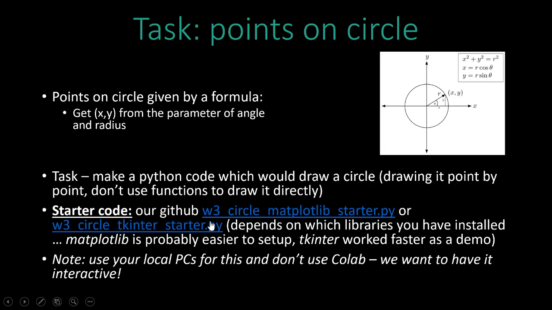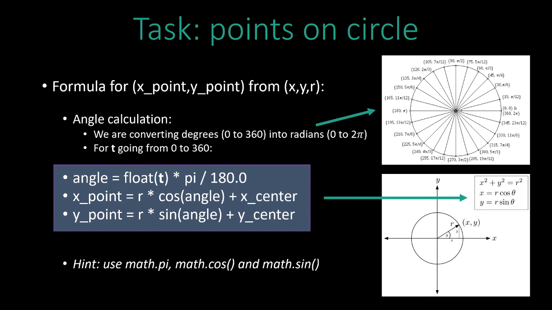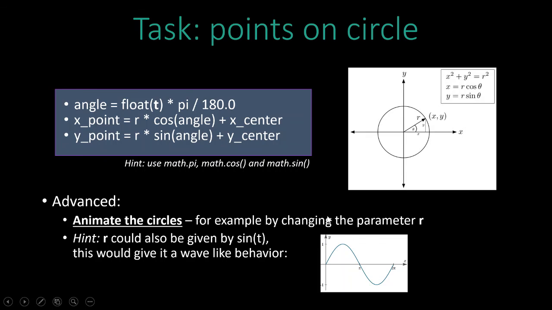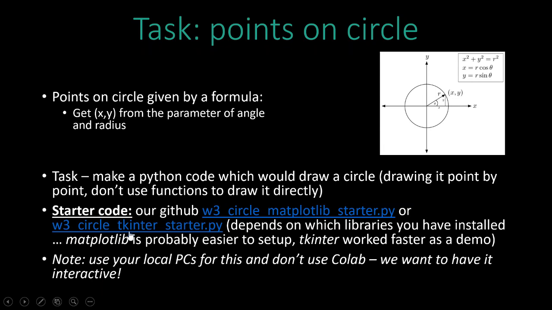So open up one of these two demos. Make sure it works on your local PC. By default, it should just show you a canvas where you click, and then it will make a point where you click. So change that code into drawing a circle. I recommend using the second, the tkinter one, because that one is drawing it faster. This one is faster as a piece of code.